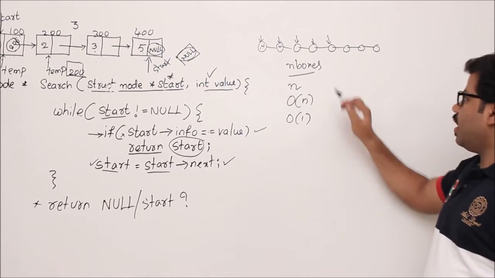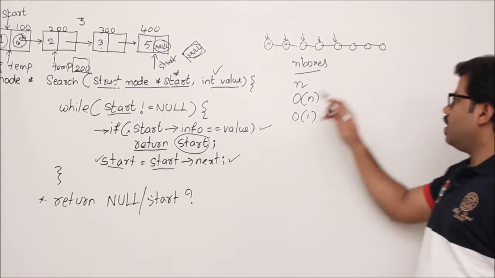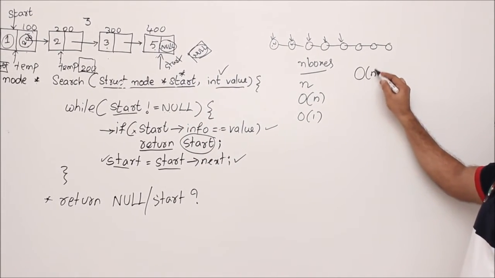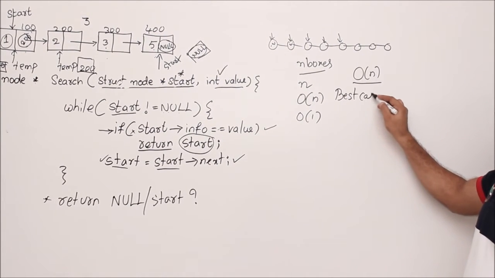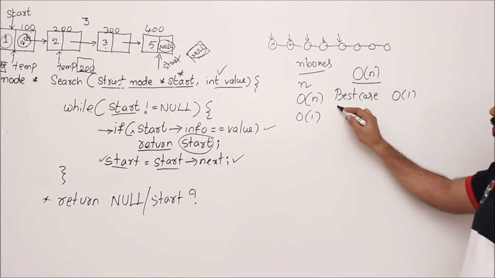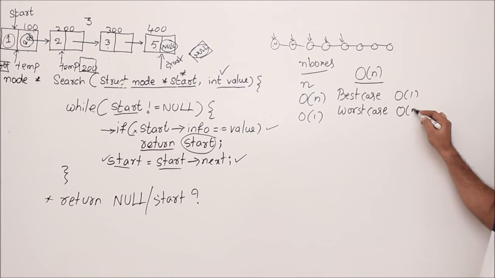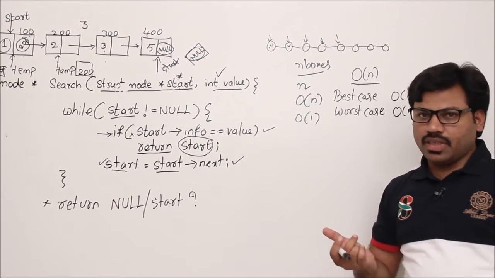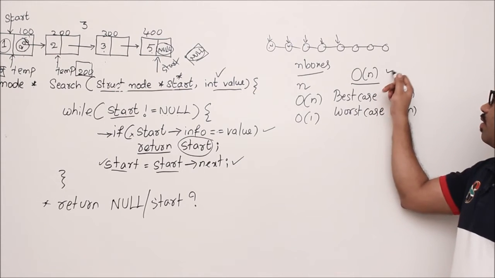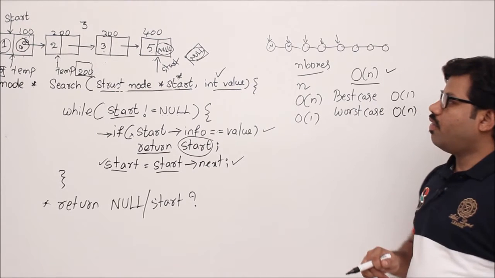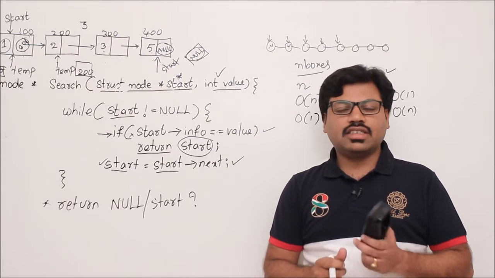So I would like to say that the time complexity of this search method is order of n. This is the running time. If you come to the best case, then the best case running time is order of 1, and the worst case running time is of course order of n. So either I can say order of 1 best case, otherwise order of n worst case, otherwise overall it's order of n. Understand?